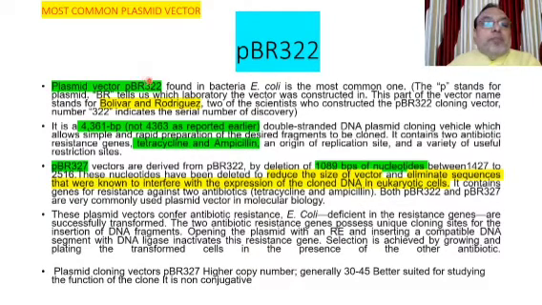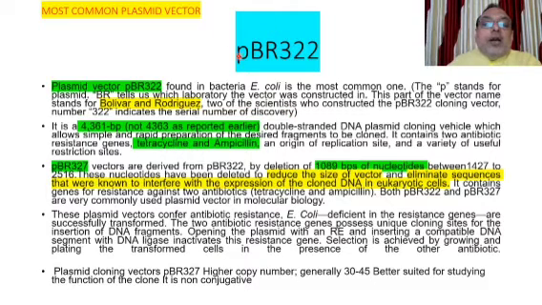So the plasmid vector pBR322, found in E. coli, is the most common one. The p stands for plasmid. BR tells us the laboratory in which it was developed, that is, Bolivar and Rodriguez, the two scientists who constructed the pBR cloning vector, and the number 322 indicates the serial number of discovery.